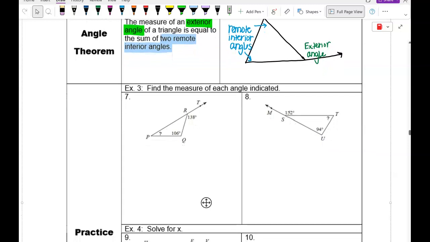So the first set of examples says find the measure of each angle indicated. Again, this 138 degrees here, this is going to be our exterior angle, which means that these two angles down here, the two that are not touching or not adjacent, these are going to be our remote interior angles.